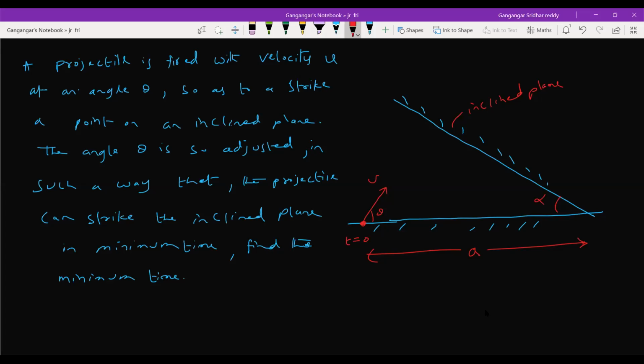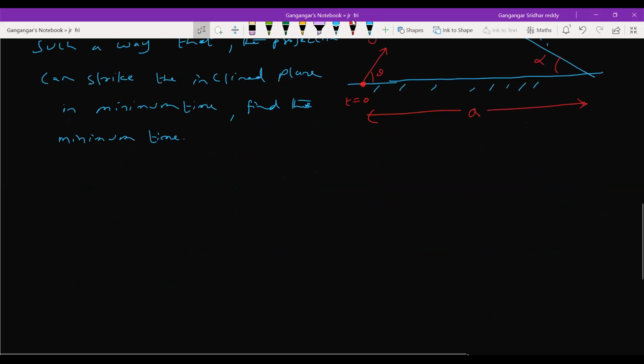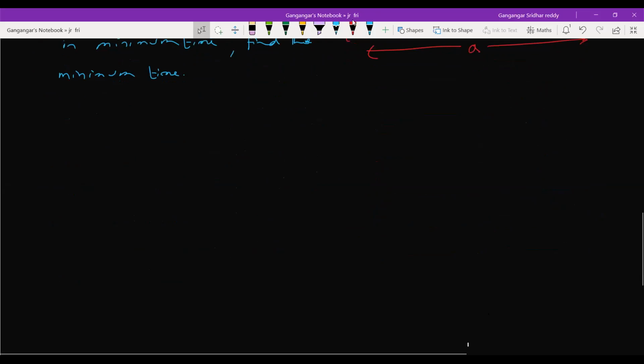You have to first get the diagram. It's telling us it will strike the inclined plane, but it has to strike the inclined plane in minimum time. If there's no inclined plane, what will happen to it? It will move in a parabolic path. So you can proceed now in this way.